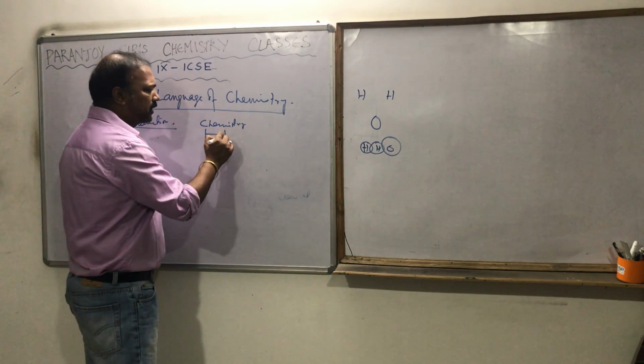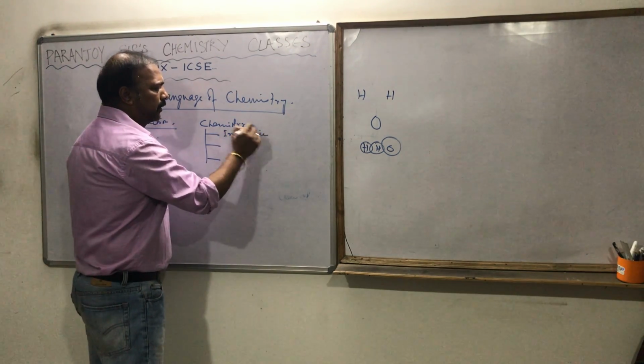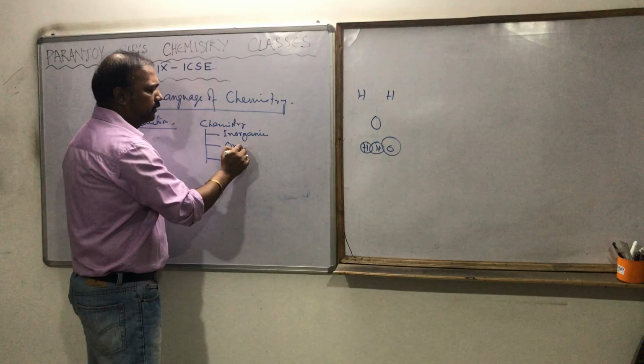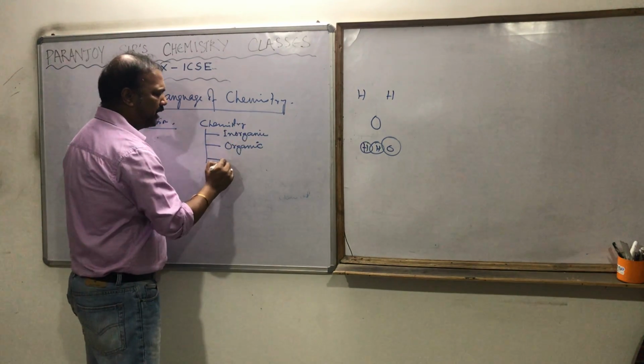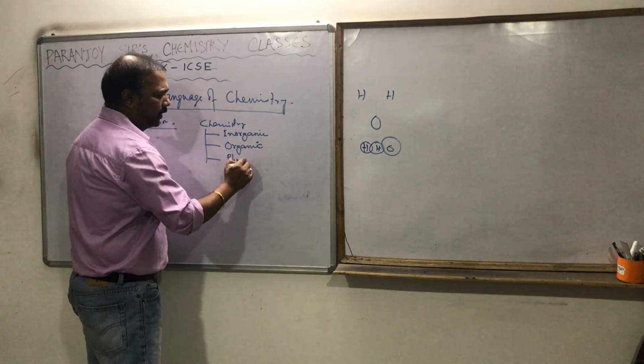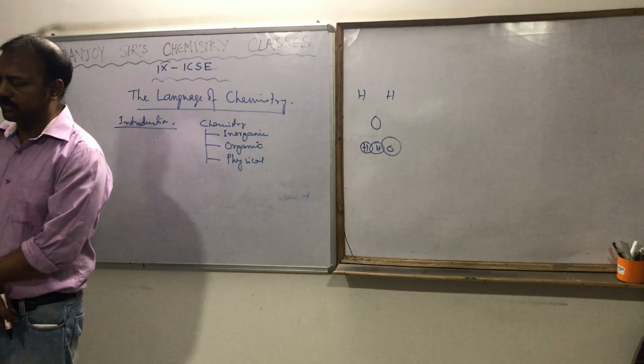The three sub branches are inorganic chemistry, organic chemistry, and physical chemistry. These are the three main branches of chemistry.